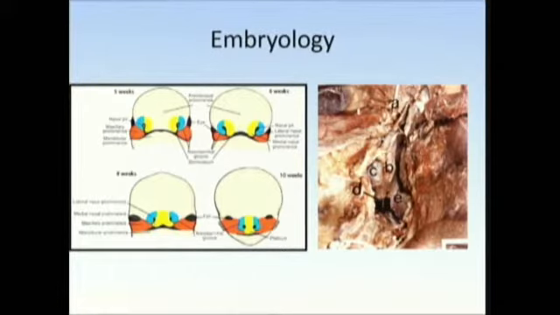This is a cadaver, the eye, the nose, and you can see the Bowman's probe is in the common canaliculus coming to the nasal cavity under the inferior turbinate.